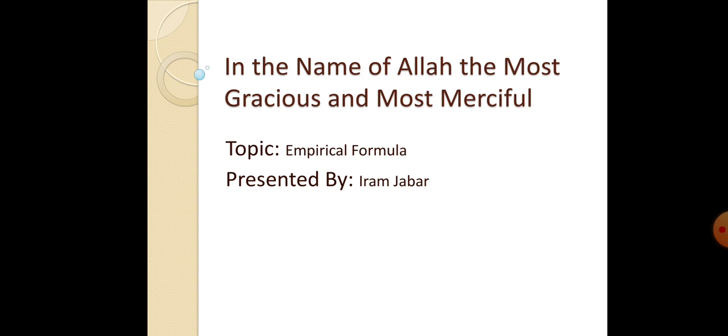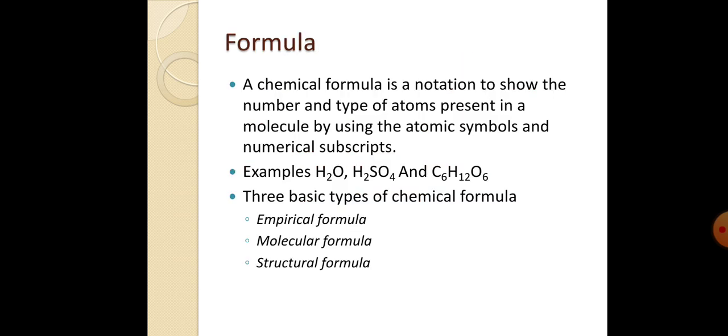In today's lecture, we will discuss empirical formula. First of all, we will discuss formula. A chemical formula is a notation which shows the number of atoms and type of atoms present in a molecule. And to show atoms and number of atoms, we use atomic symbols and numerical subscripts.